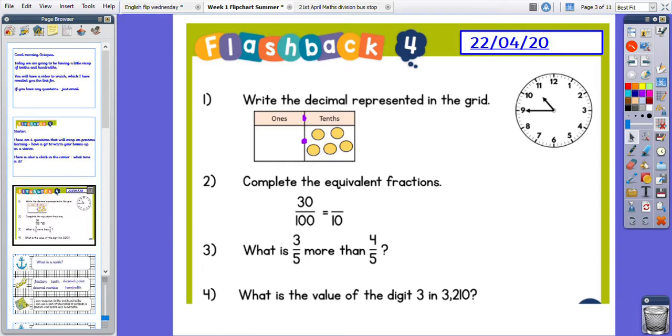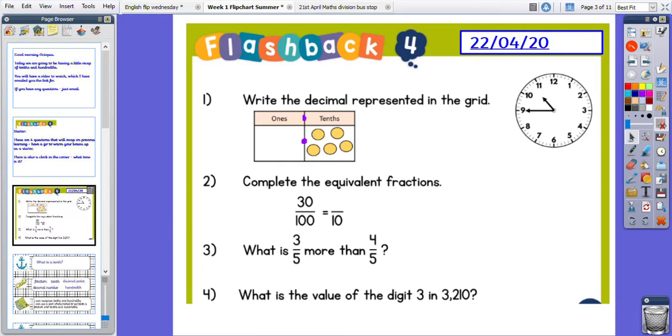So we are looking at fractions. We have done this before, so it's a bit of a recap. You're going to have a video to watch, which I've emailed you the link for this morning. And remember, if you have any questions, you can just email myself.